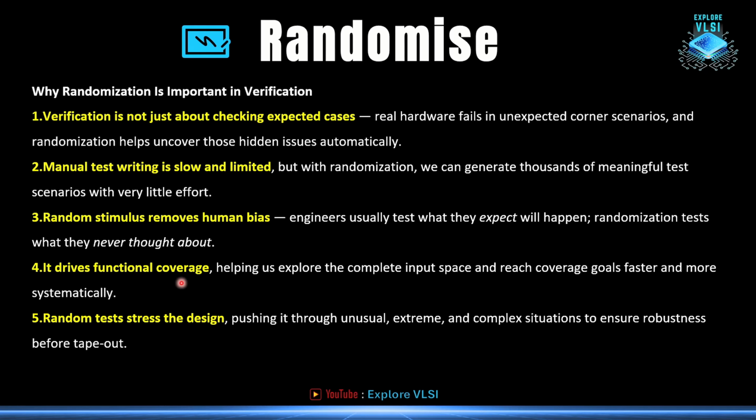It drives the functional coverage. It helps us explore the complete input space and reach the coverage goals faster. Coverage means we need to go through all the different cases and functionalities of the DUT without missing any one. If any one of the functionalities is missed, our coverage is not 100%. It is like checking whether we are covering all the different cases of the DUT or not. That is what the coverage result is. If it is 80%, let's say, another 20% needs to be covered. That can be covered if we randomize more and generate all the different cases of possible inputs. So coverage goals can be achieved faster and more systematically using randomization.